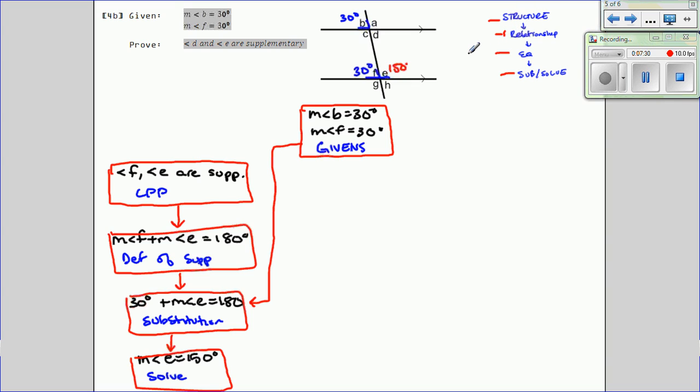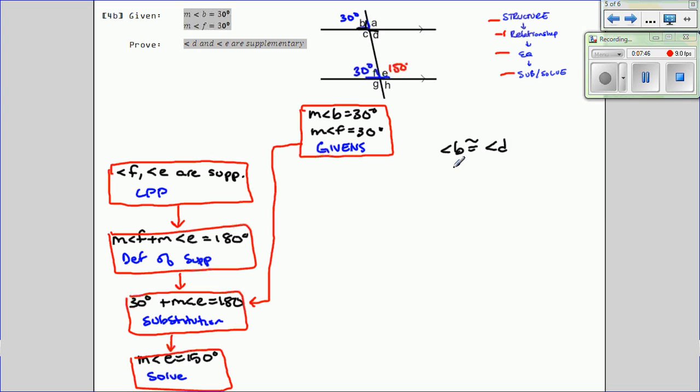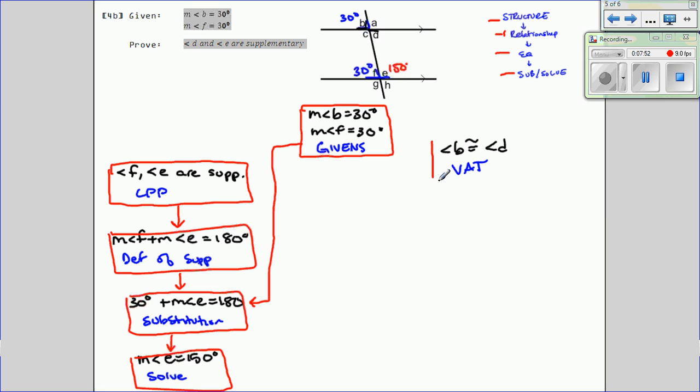Those are vertical. So the relationship I get from the structure is that angle B has to be congruent to angle D, and that's because of the vertical angle theorem. The vertical angle theorem states that if angles are vertical, then they are indeed congruent. I identified vertical angles in my diagram, therefore I can conclude the relationship of congruency from my structure.